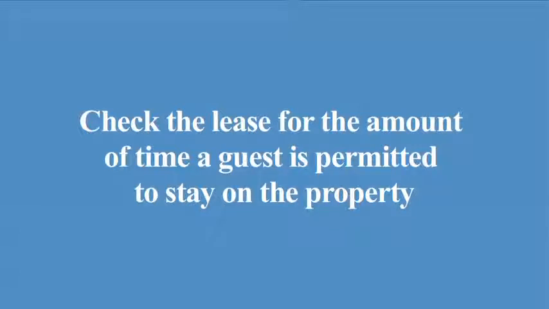This paragraph also requires the tenant to promptly notify the landlord of any changes in their contact information. If there is a homeowners association, the tenant should become familiar with the association rules because the tenant will be subject to those rules. If the tenant has guests, check the lease for the amount of time a guest is permitted to stay on the property. Finally, the paragraph provides a list of activities that are prohibited.